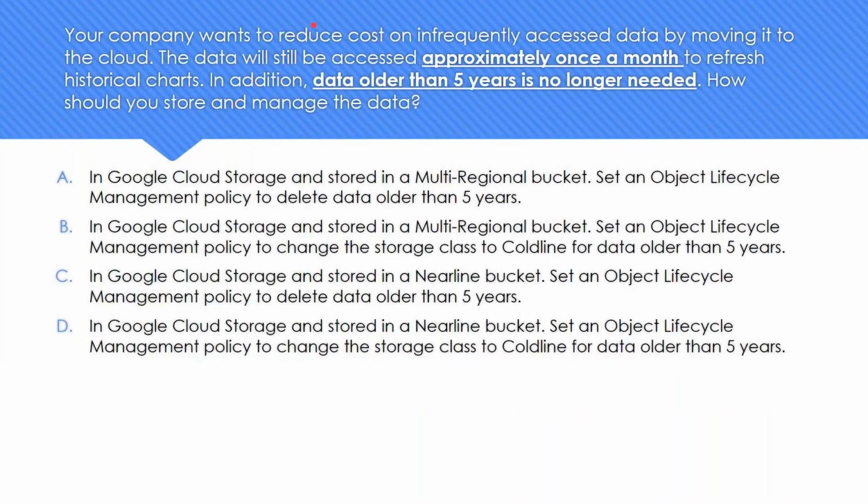your company wants to reduce the cost on infrequently accessed data by moving it to Google Cloud. The data will be accessed approximately once a month to refresh the historical data. Looks like some kind of a report. So once in a month, it's going to be refreshed. In addition, the data older than 5 years is no longer needed. How should you manage the data? So basically, this is the question, folks. Let me know what's the answer, and your time starts now.